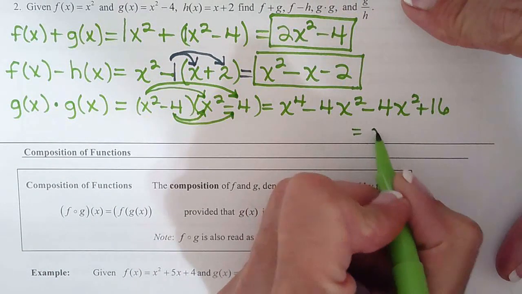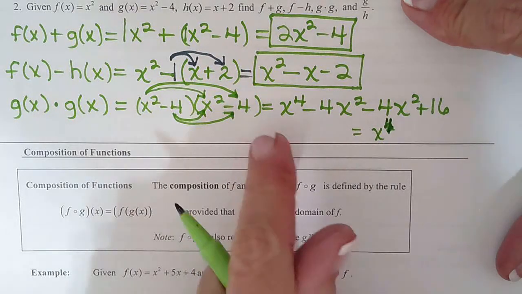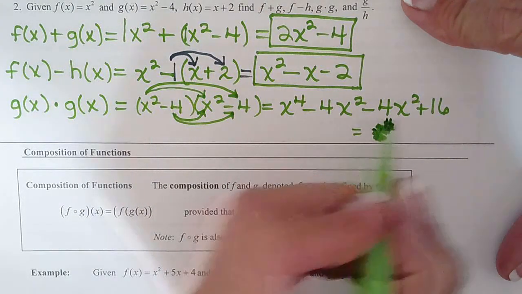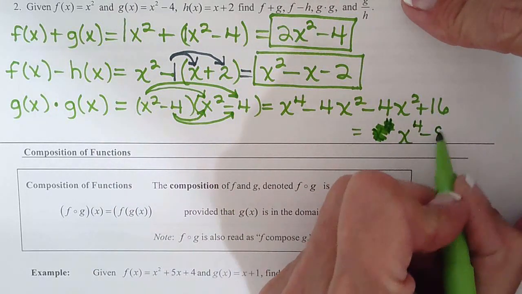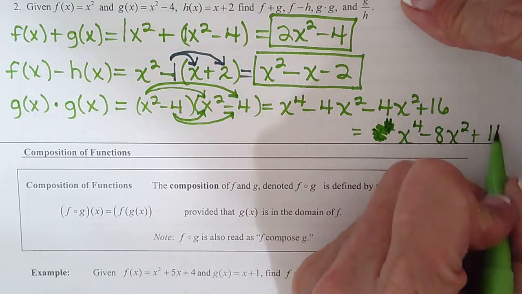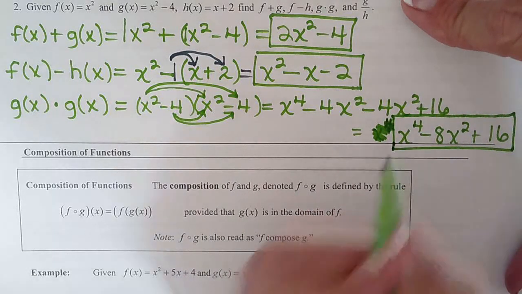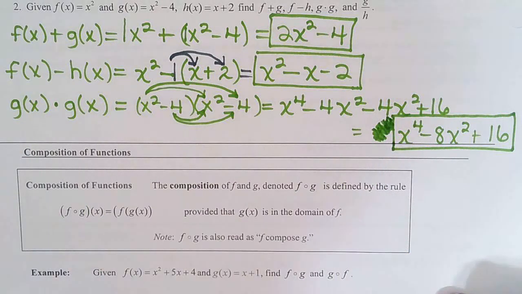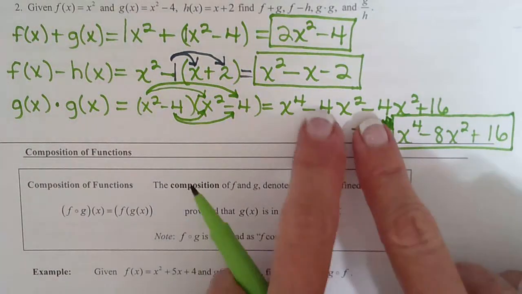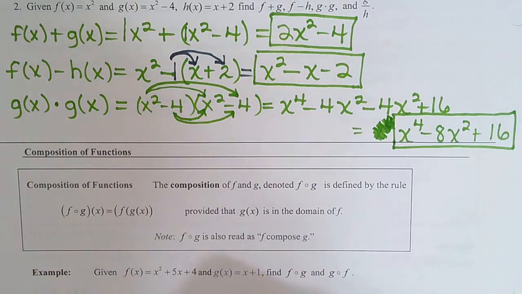So that would leave us with x to the 4th minus 8x squared plus 16. And there we have it. I'm so used to putting x squared as the front term, I just wrote it right off the get-go. So those two, negative 4, negative 4 turned to negative 8. And remember, we do not add exponents in addition.